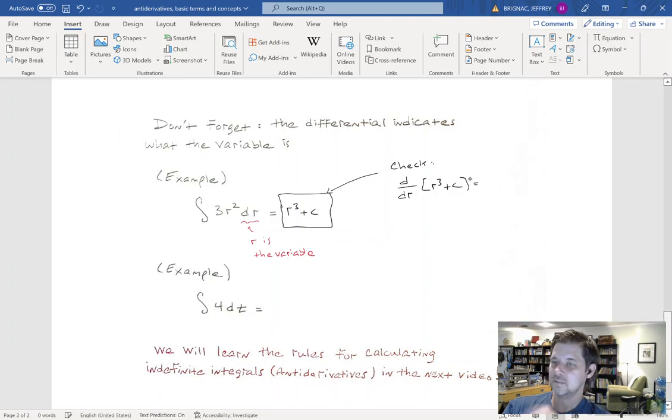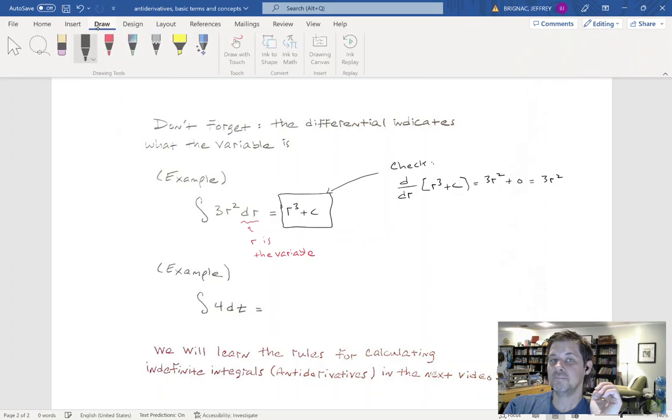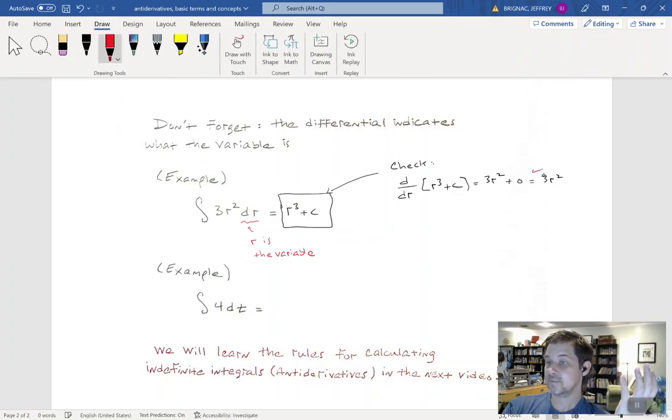So how do I find the derivative of r to the third power? Bring that power down, subtract 1, 3r squared. And plus, what's the derivative of that capital C again? That represents any constant. And the derivative of any constant is 0. So that just amounts to 3r squared. And so then that's correct. The antiderivative would be such that if I took the derivative of it, I would get this thing right here, 3r squared. So I could check it like that.